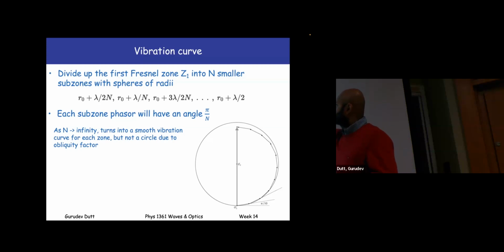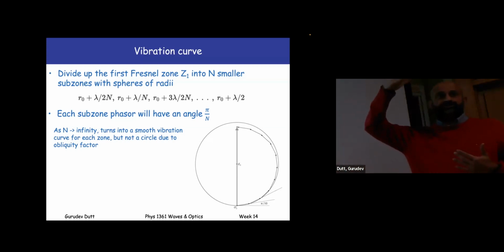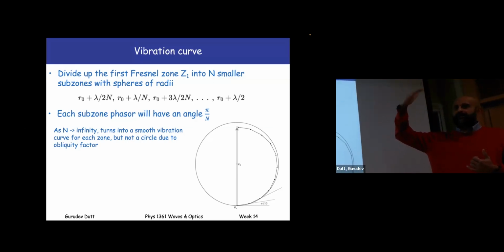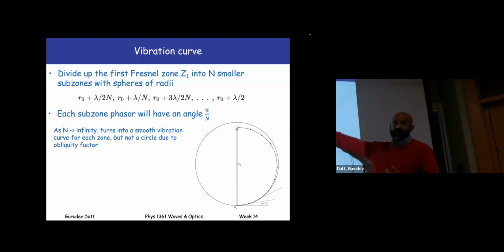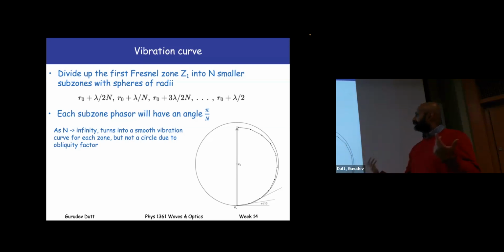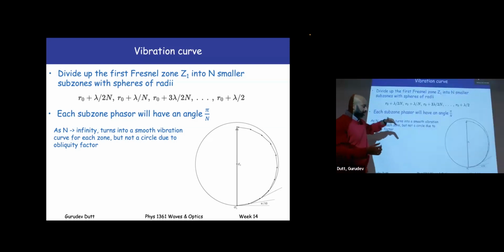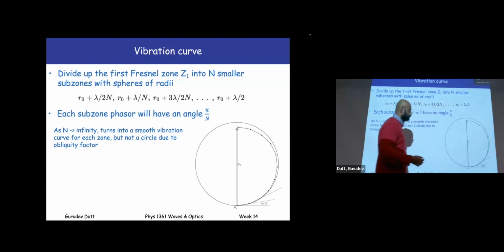I'm going to take the first Fresnel zone. Remember, for the first Fresnel zone, the starting phasor, from the central point, and the final phasor, the last one, which is an extra lambda over 2 distance away from the point P, must be pi phase shifted relative to the starting phasor. So we know the starting and the ending points must be exactly pi phase shifted with respect to each other. If you divide these phasors into smaller subzones, each with a radius step of lambda over 2n, where n is going to infinity, each subzone phasor will make an angle pi over n with respect to the previous phasor.